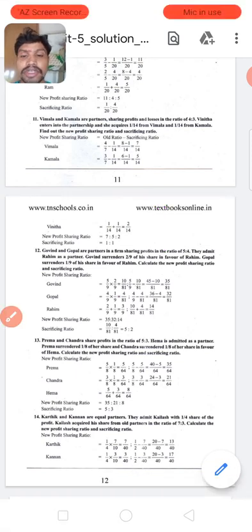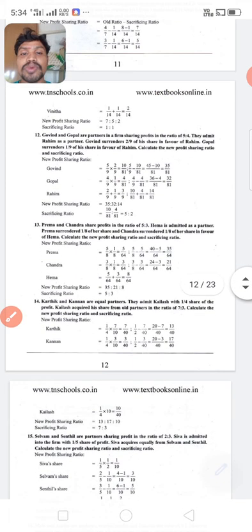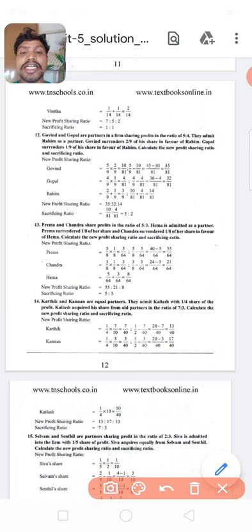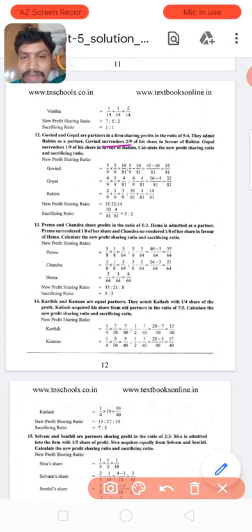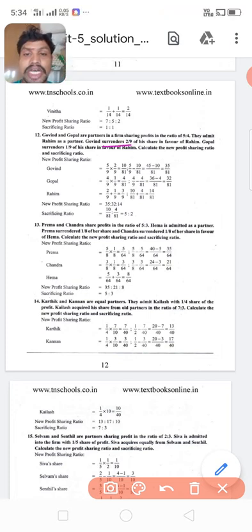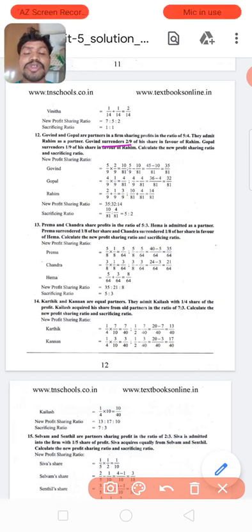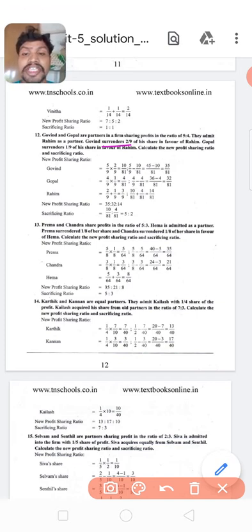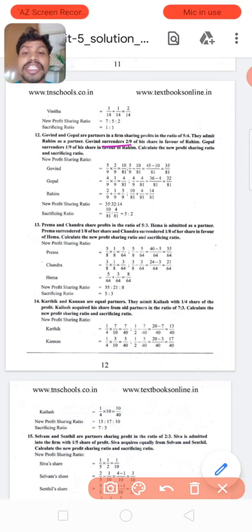Then we can go to the 12th problem. In this 12th problem you can see that the word is surrender. If they have given the word surrender, we should understand the sum clearly, then only we can do it. So we should read the sum properly, right, my dear students? Now I am going to read the problem. Govind and Gopal are partners. They are sharing profit and loss 5:4.